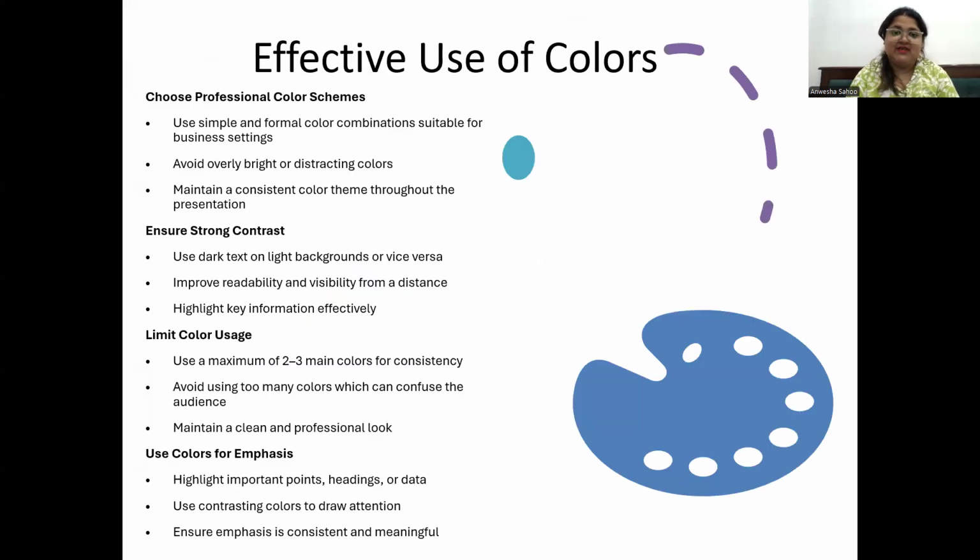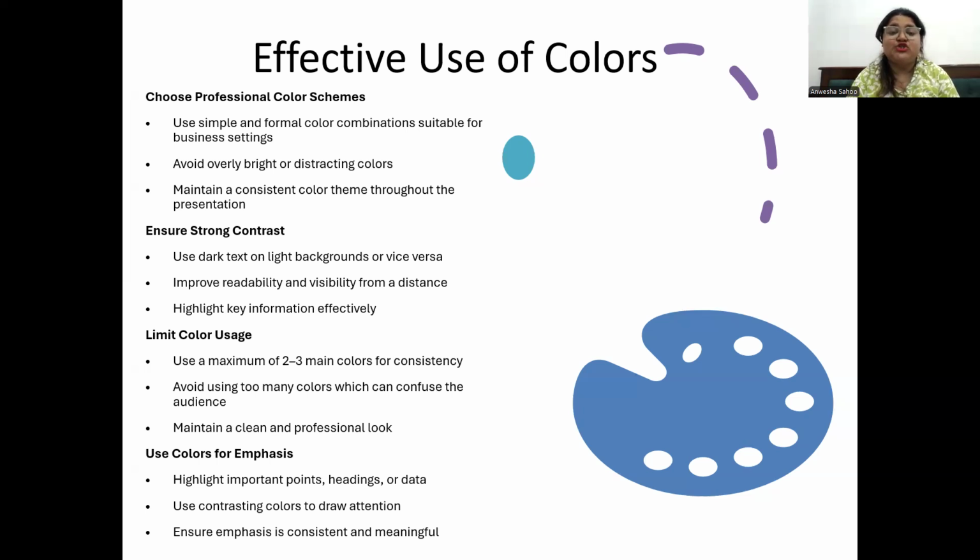Next is very important and very interesting, effective use of colors. So, what is color all about? There are so many different colors that you may like, but you should use the colors effectively in your presentation. So what is that? Choose professional color schemes. Use simple and formal color combinations suitable for a business setting. Avoid overly bright or distracting colors. Maintain a consistent color theme throughout the presentation.